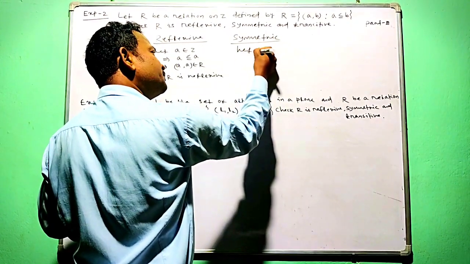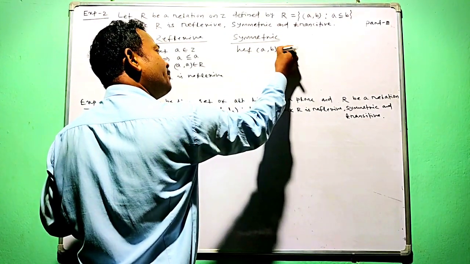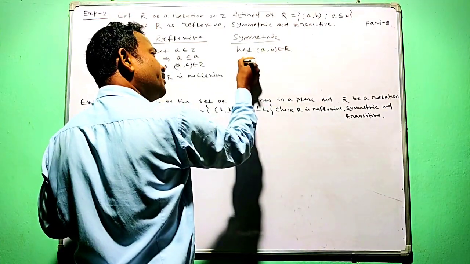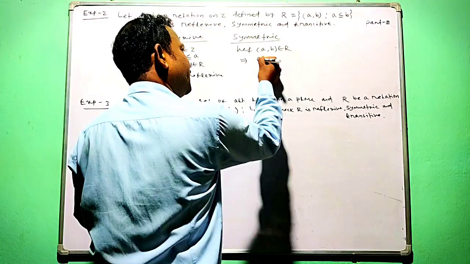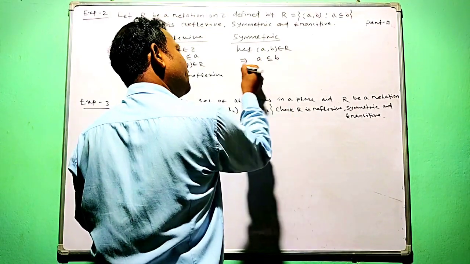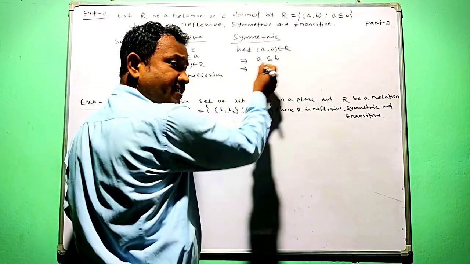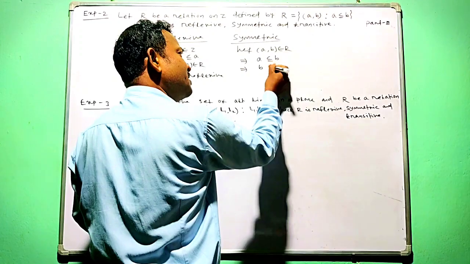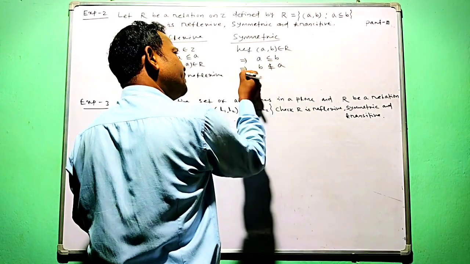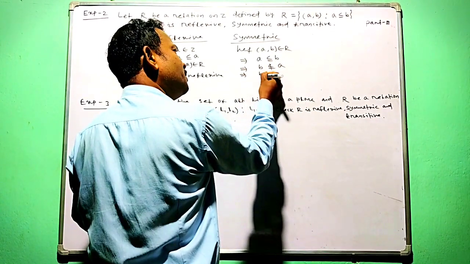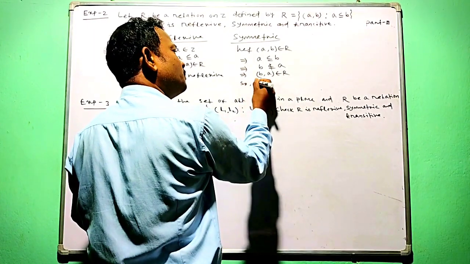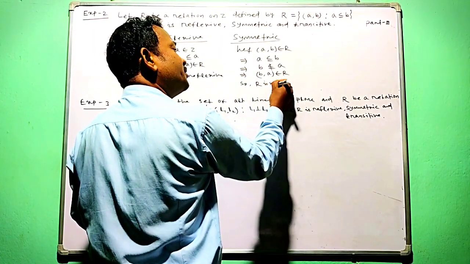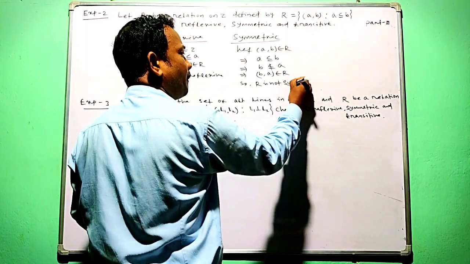Then you test symmetric. Let (a, b) be an element of R. (a, b) being an element of R means we write a is less than or equal to b. That implies we cannot say b is less than or equal to a. That implies (b, a) is not an element of R. So R is not symmetric.